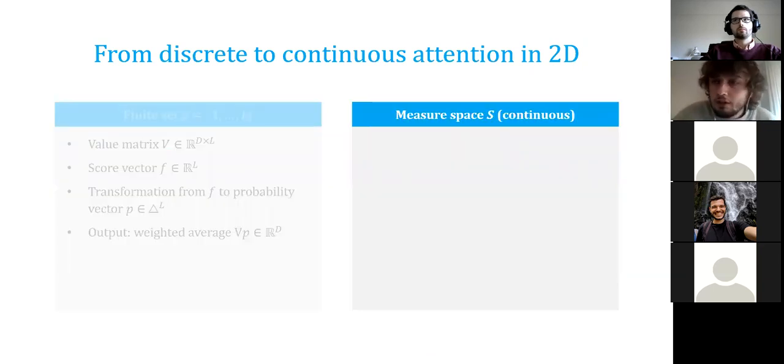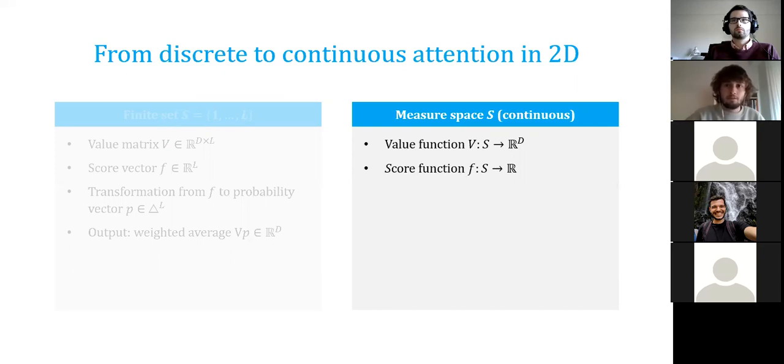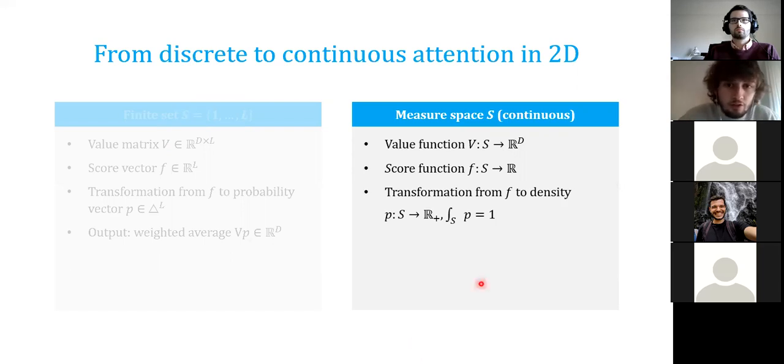Instead of assuming a finite set of objects or regions, we consider a continuous measure space such as the R2 plane, and we represent the image as a continuous value function V. Instead of a score vector, we now have a score function F that can be mapped to a probability density using a continuous transformation, as I'm going to explain next. The output becomes the expectation of the value function with respect to the probability density.